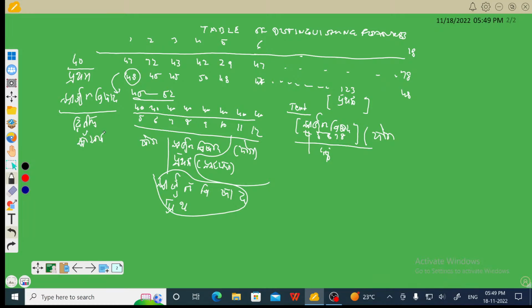When we say Dvitya, it is the first syllable, the second syllable, the third syllable, the fourth syllable, and the fifth syllable. So these make 5 syllables. 40 plus 5 make 45 for the second.